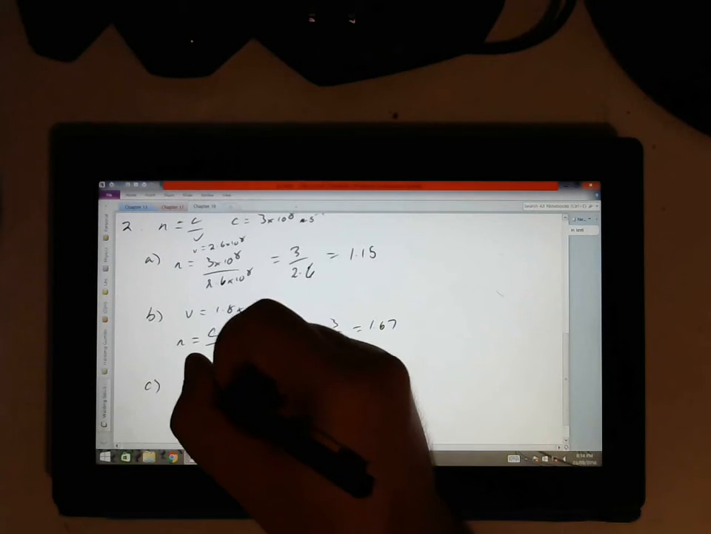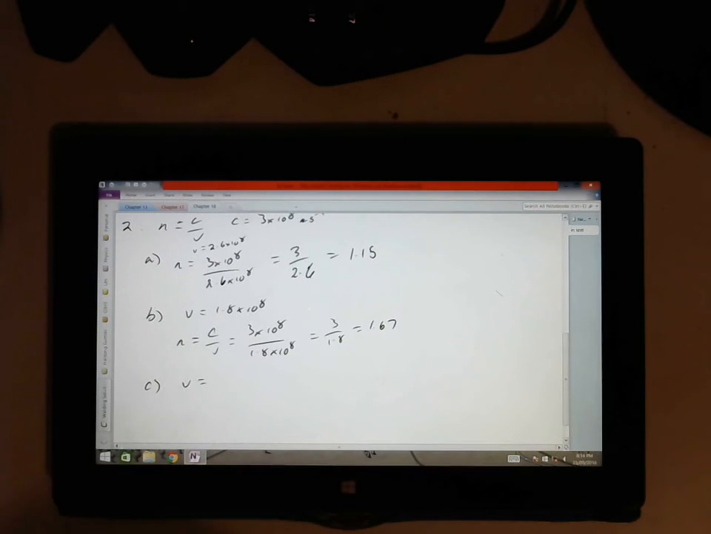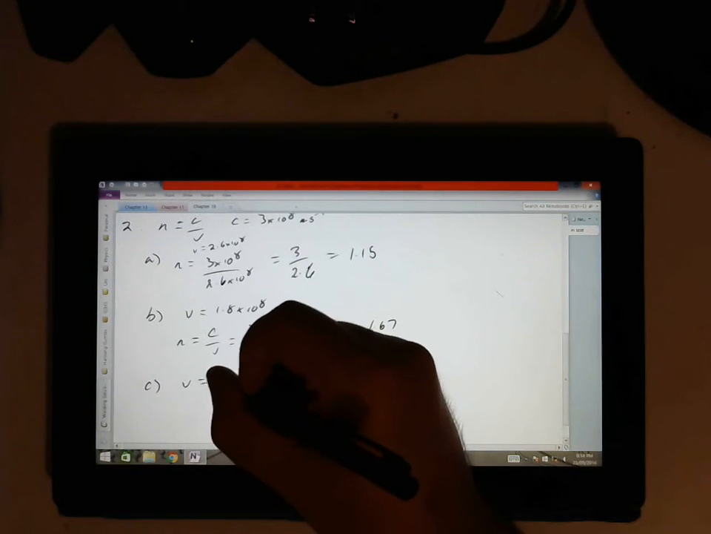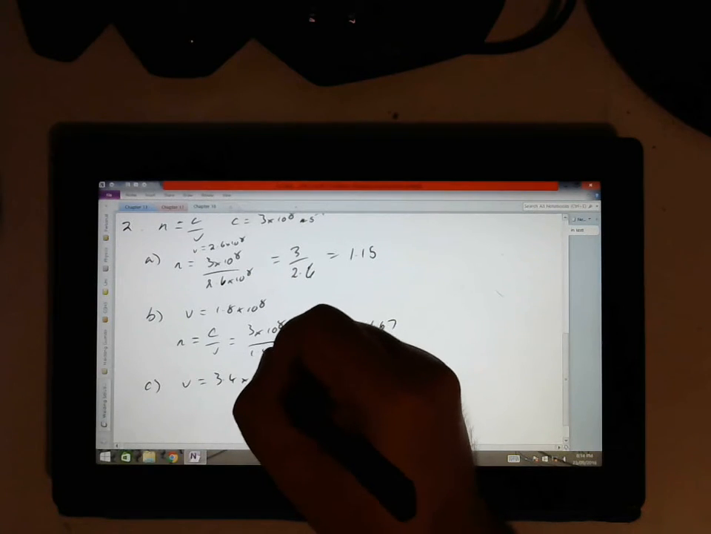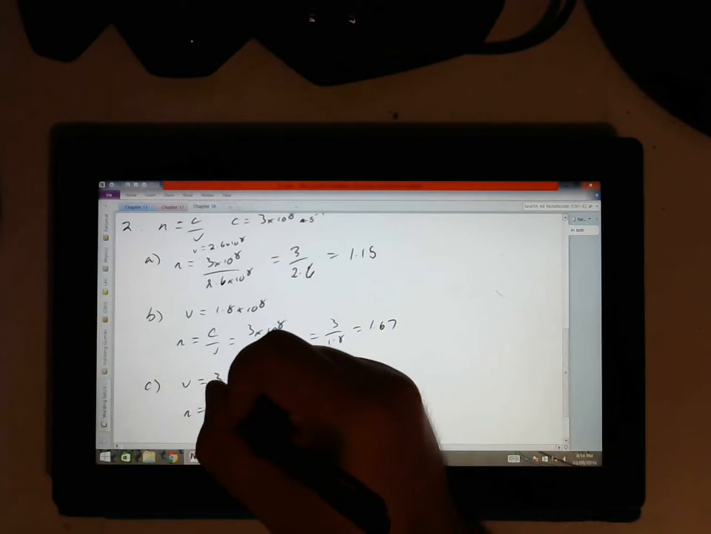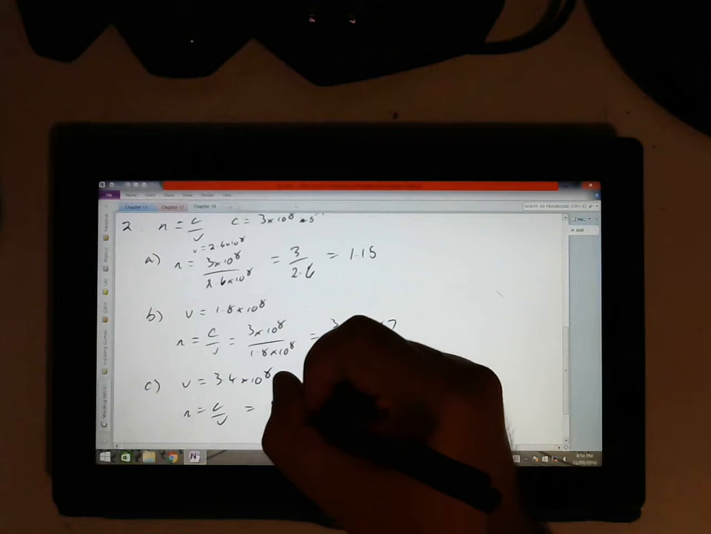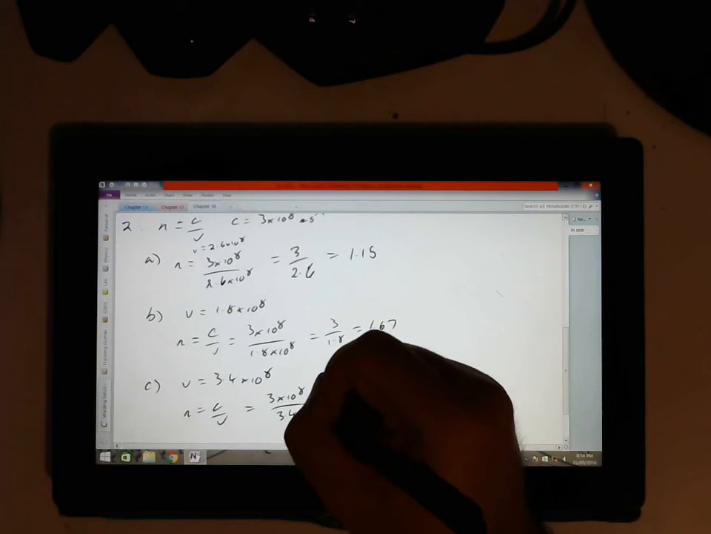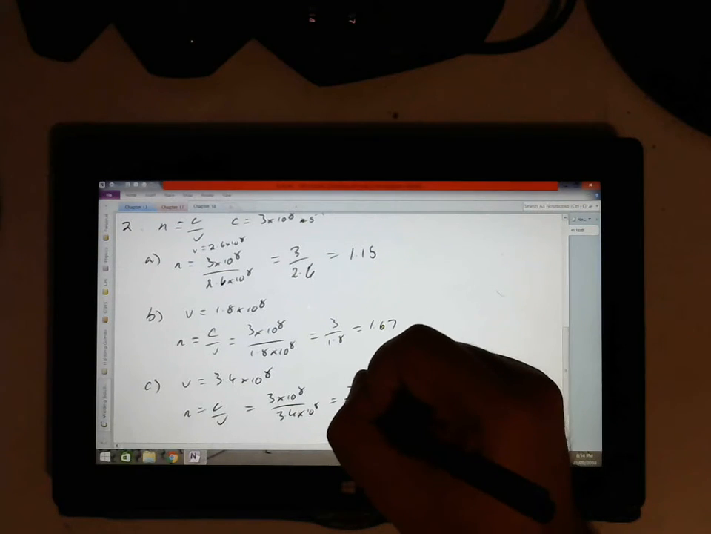Now finally, again, this number should stand out as being a bit of a concern. 3.4 times 10 to the 8. Think about why. Let's work through it for the moment. 3.4 times 10 to the 8. So let's follow the exact same procedure. 3 times 10 to the 8 over 3.4 times 10 to the 8 equals 3 over 3.4.